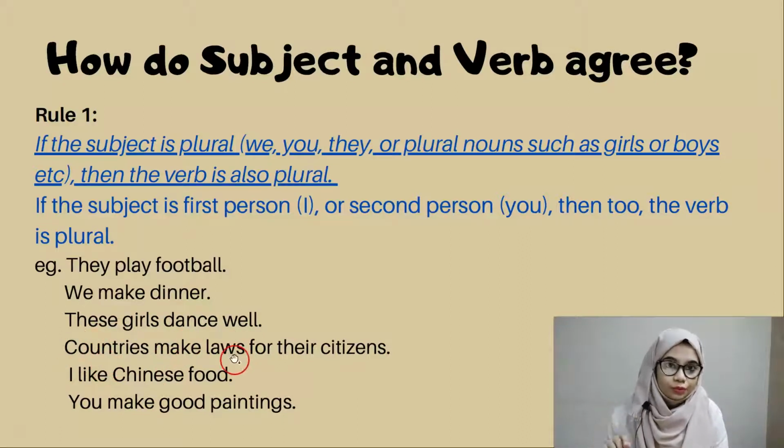I like Chinese food. Now this is the extension of the rule. Even though I is not plural, even though it is singular, still we will apply the same rule that the verb should be plural. Now we know that this is twisted, but this is how you understand the concept. I like Chinese food. I being singular first person and the verb being in the plural form. You make good paintings. So you being the second person singular subject and make being the plural verb. This is the first rule of subject-verb agreement.